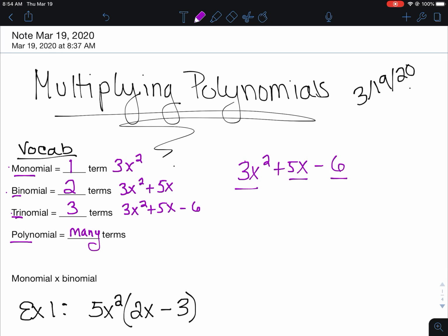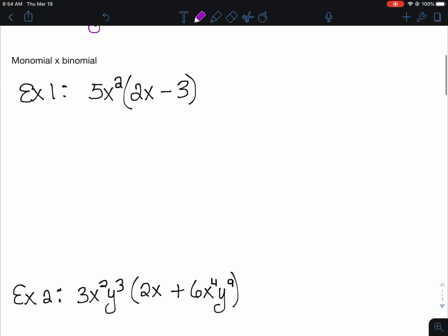All right. So the first thing that we're going to look at is multiplying a monomial, so something with 1 term, times a binomial, something with 2 terms. So it's going to look like distribution, and that's really all we're doing, just like you looked at last class. And just remember, anytime you're multiplying variables, your exponents should increase on that variable.